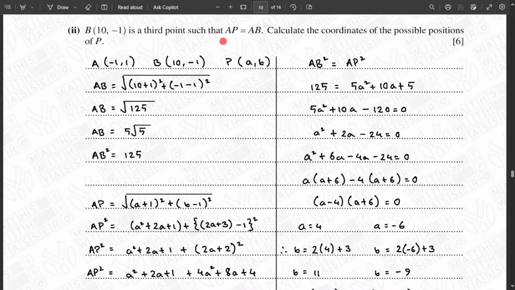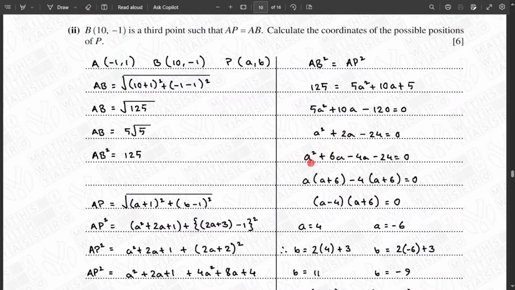Since it's mentioned in the question that AP is equal to AB, we can also say that AB square equals AP square. We're just squaring both sides. By doing that, we get that AB square is 125 and AP square is this. So that gives us 5a square plus 10a minus 120 equals 0. By dividing both sides by positive 5, we get a square plus 2a minus 24 equals 0.